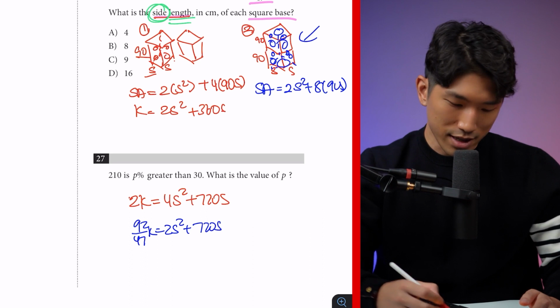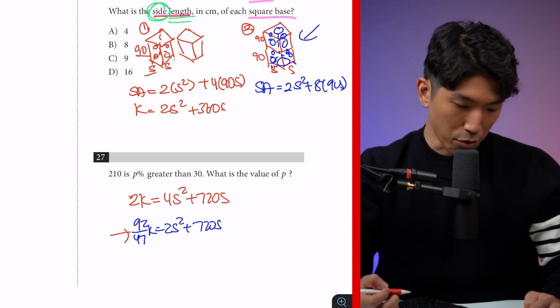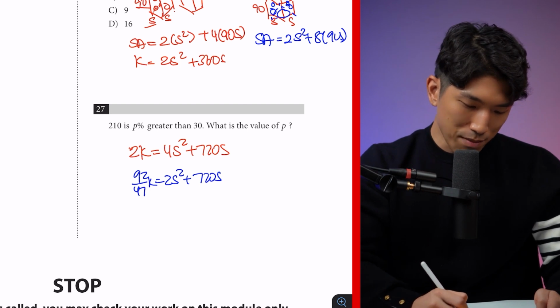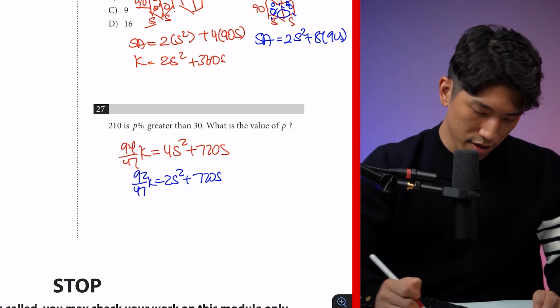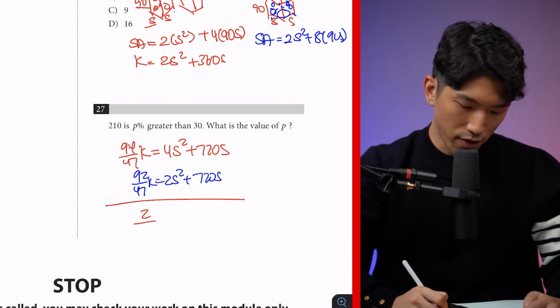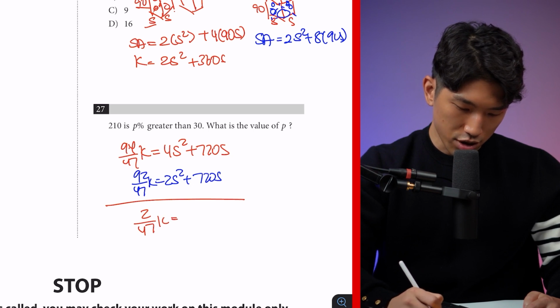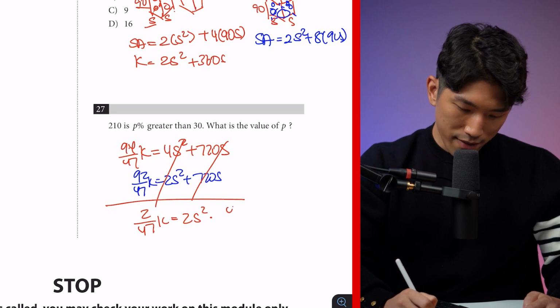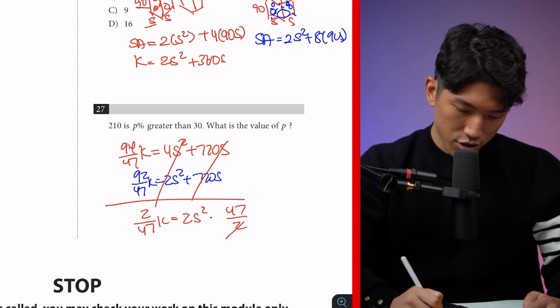They almost look identical except that we are using a fraction for the bottom equation. So I'm going to change the top portion into a fraction as well. So 2 is the same thing as 94 over 47. And if we subtract it out, we get 2 over 47K is equal to just 2S squared, because that goes away, that goes away. And if we multiply by 47 over 2 on both sides, the 2's cancel out, and we get K is equal to 47S squared.